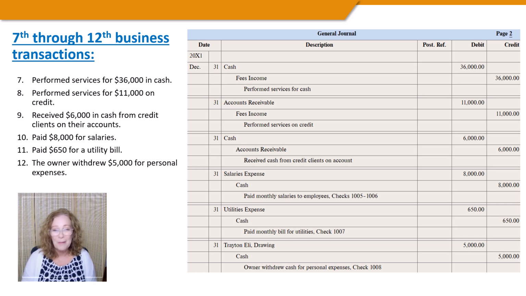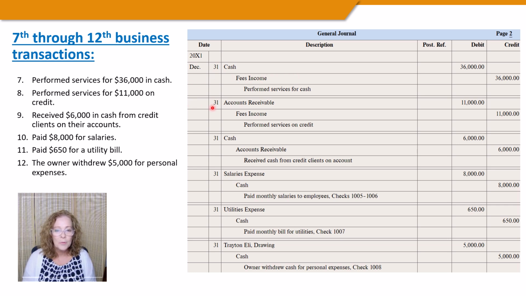Please remember that every transaction has 2 parts and at least 1 debit and 1 credit. For the 7th transaction, Eli's Consulting performed services for $36,000 in cash, which means that we need to increase cash, which we do with a debit of $36,000. Our fees income also increased, and revenue increases with credits. Therefore, we'll record a credit to fees income.